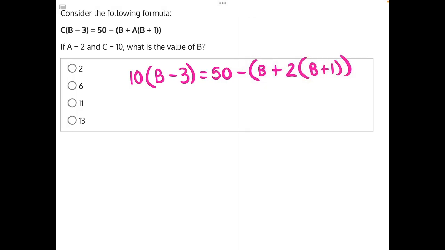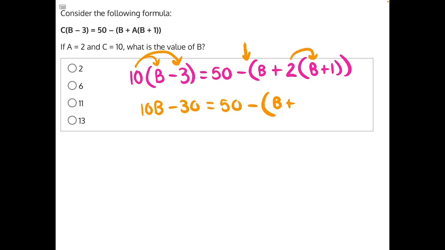So let's start by doing some distributive property. We have 10 times b over here, which would give us 10b, and 10 times negative 3 would give us negative 30, equals 50. And this is actually a bit of a hidden distributive property, because if it exists in math, there's always one of them. So this is really a negative one that we need to distribute in, but we'll come back to that in just a second. So we have minus b plus 2 times b would give us 2b, and 2 times 1 would give us 2.